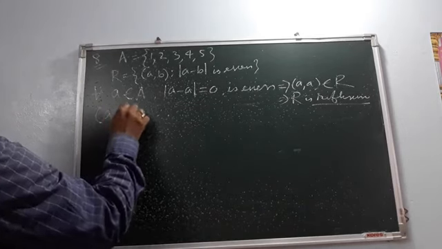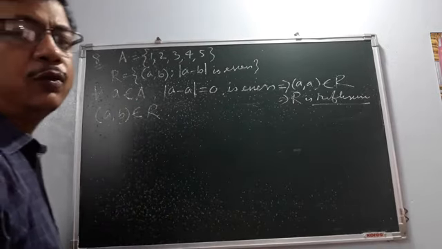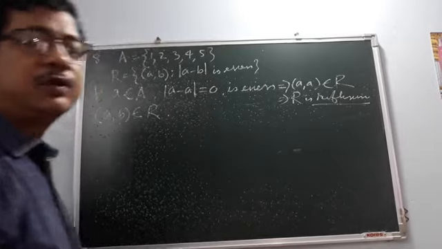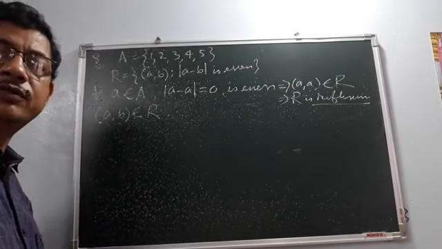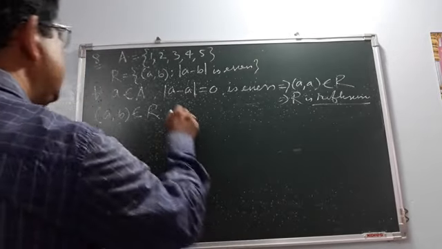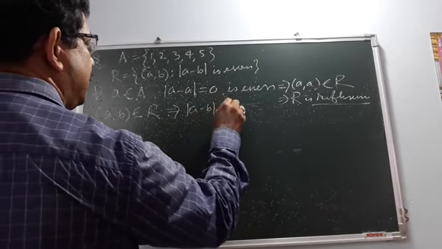If we take (a, b) belongs to R, suppose 2, 4. The difference of 2 and 4 is 2. Or 3 and 5, the difference is 2. So implies modulus a minus b is even.